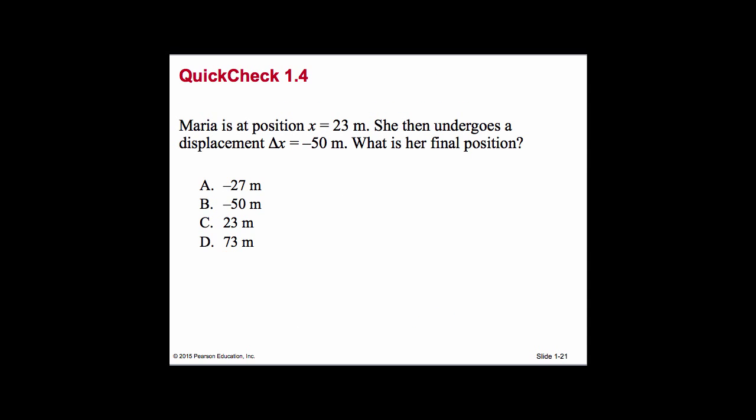That negative sign means we traveled in the negative direction. So I have a couple questions here just to review what we've discussed. Maria is at position x equals 23. She then undergoes a displacement of negative 50 meters. What is her final position? So think about that. Come up with your answer. And hopefully you get an answer of negative 27 because we have a starting position of 23. We go displacement of negative 50. That means we go to the left 50 meters and end up on the number line at negative 27 meters.